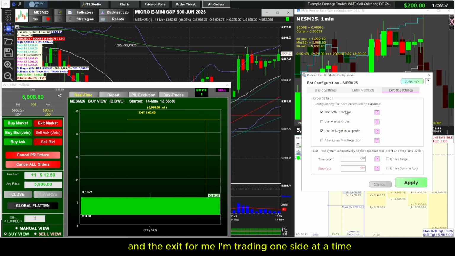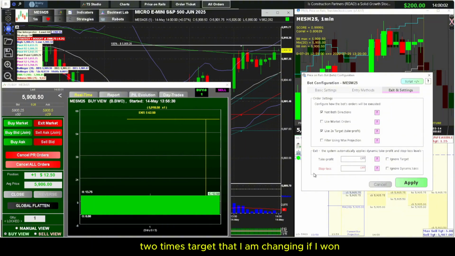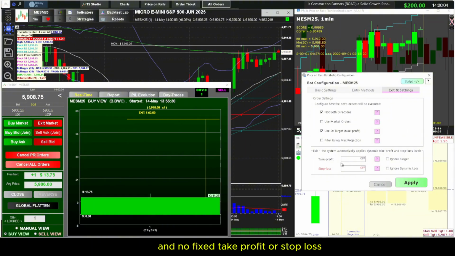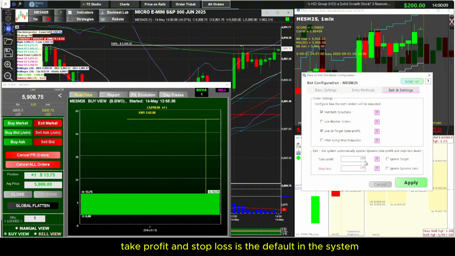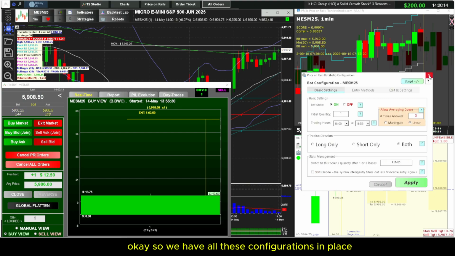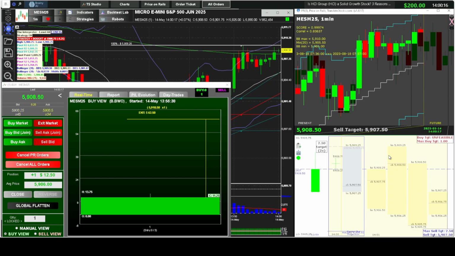And the exit for me, I'm trading one side at a time, with a 2 times target that I can change if I want, and no fixed take profit or stop loss. But dynamic take profit and stop loss is the default in the system, okay? So we have all these configurations in place.